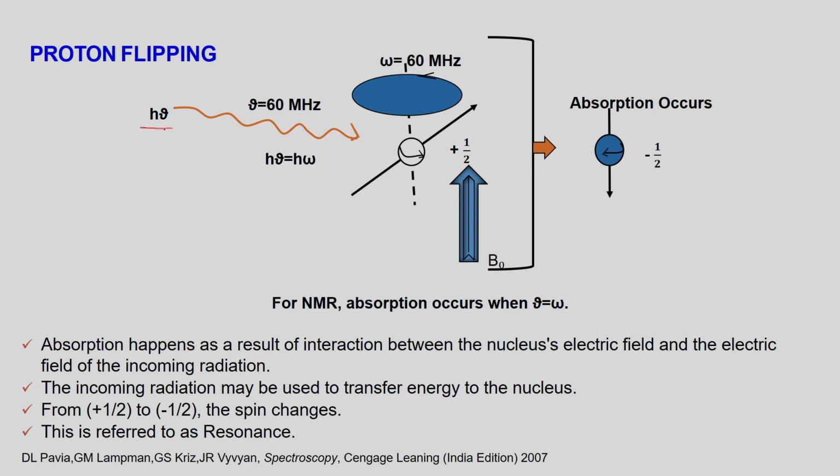So you are sending a frequency of h nu, where nu is 60 megahertz. This h nu is nothing but h omega in this case, so omega will again have a frequency equal to 60 megahertz. Now see, the frequency and angular momentum are matching. Because of this matching, the proton will absorb energy and the plus half will go into a minus half.